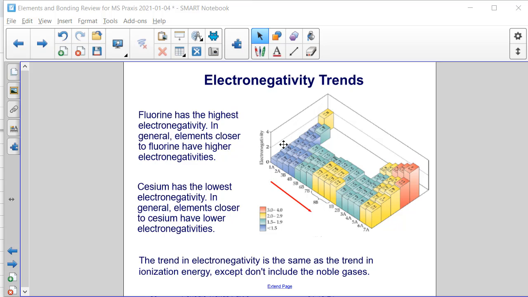The trend in electronegativity is the same as the trend that we saw in ionization energy, except this trend, electronegativity, you can see here doesn't include the noble gases.